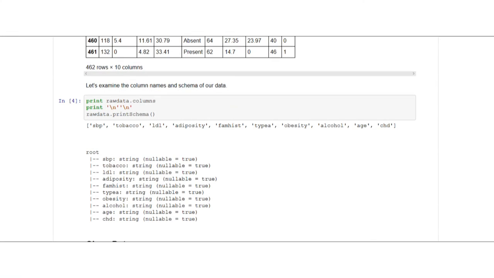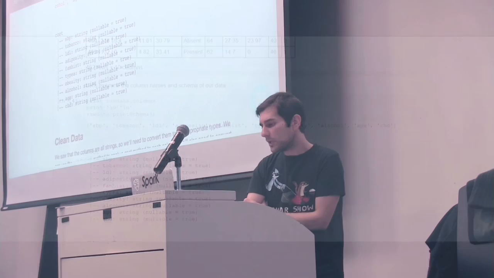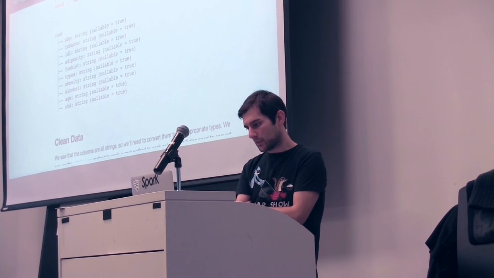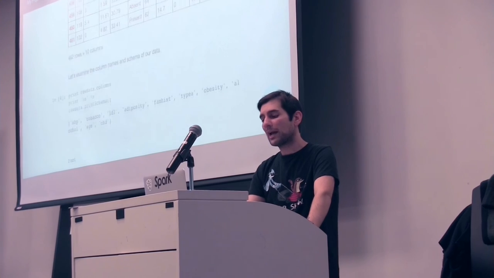There's a nice function called columns that will print all of our column names. And then if we want to print the schema, there's a print schema method. If we look at this, we have a problem. Everything is a string, and we don't want strings. We have continuous values, right? Numbers. So we're going to have to do a conversion.